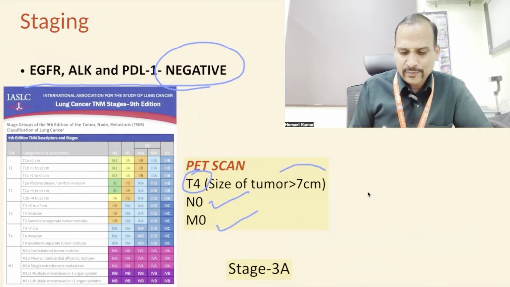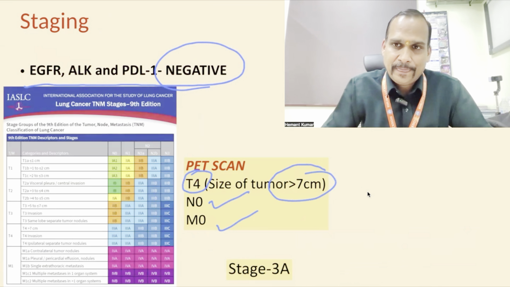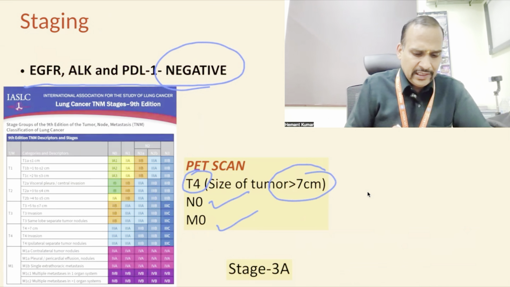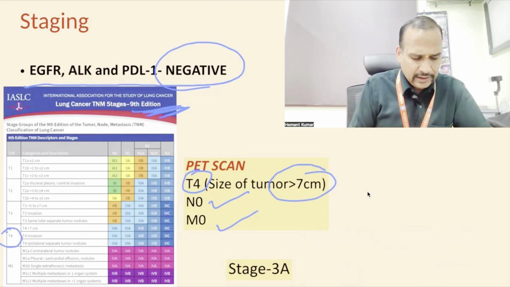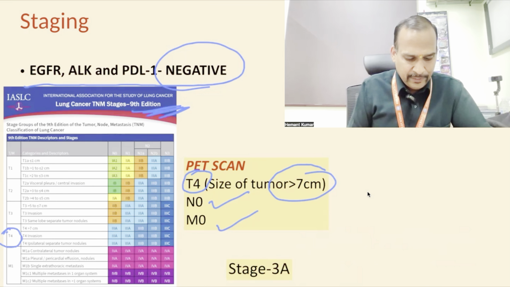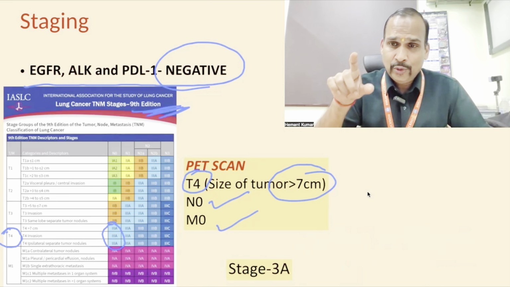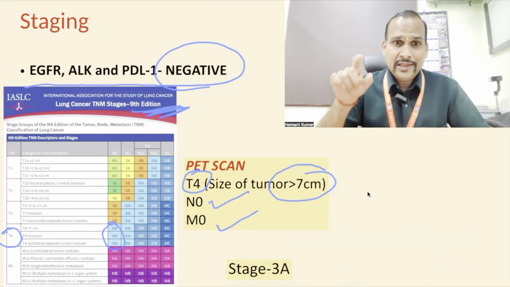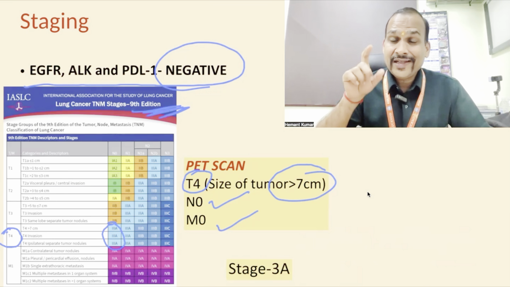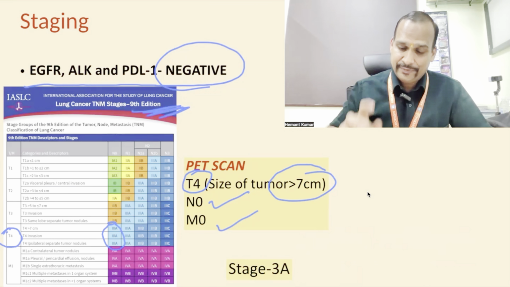Because tumor size was more than 7 centimeter. Okay. So if you see the latest TNM guideline, if you find a T4 lesion, it means stage is 3A. So now our patient, a middle-aged female with a left upper lobe intrabronchial mass, T4 size, stage 3B, sorry, 3A. What is the management? What is the treatment?